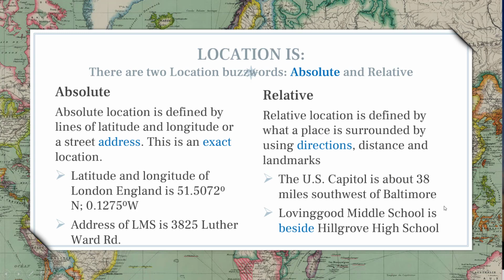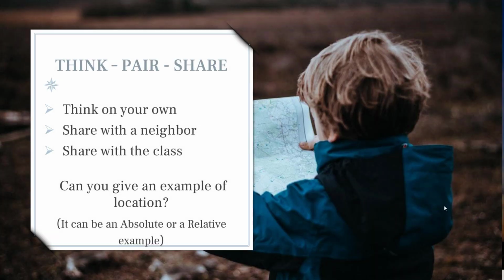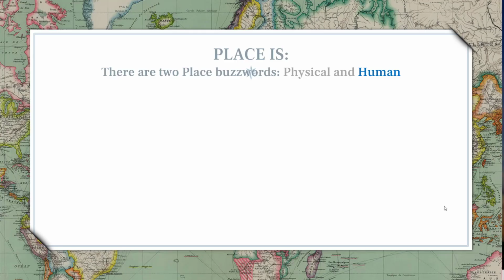Lovingood Middle School is beside Hillgrove High School. Well, that's great, but that's not an exact location. You have to know where Hillgrove High School is to know where Lovingood Middle School is, and we haven't given any exact information. All right, another think, pair, share. Think on your own. Share with a neighbor, share with the class. Can you give an example of location? And this could be absolute or relative.